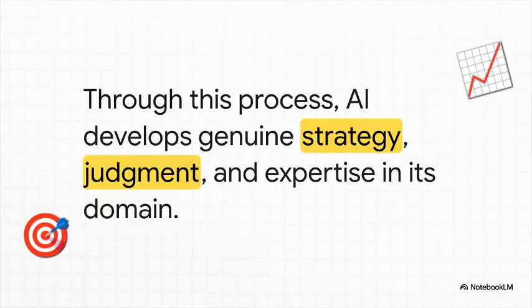So through this relentless process of trial, feedback, and adjustment, the AI moves way beyond simple programming. It starts to develop what looks an awful lot like genuine strategy, good judgment, and deep, deep expertise in whatever it's focused on. It's not just following a set of rules anymore. It's learning how to win the game.